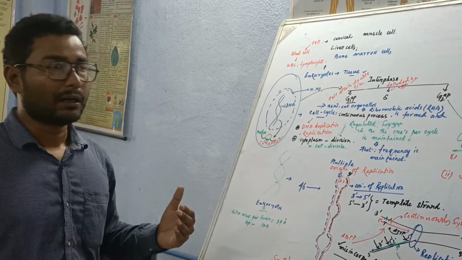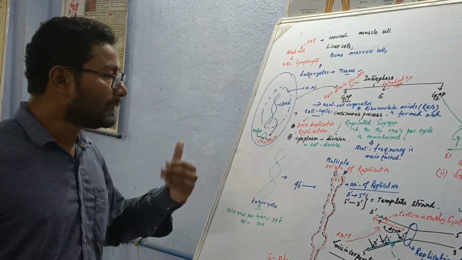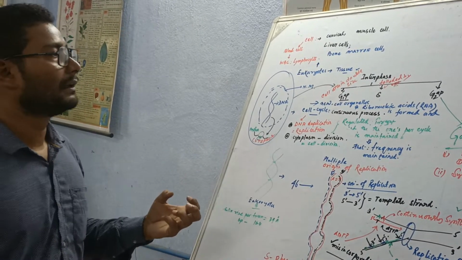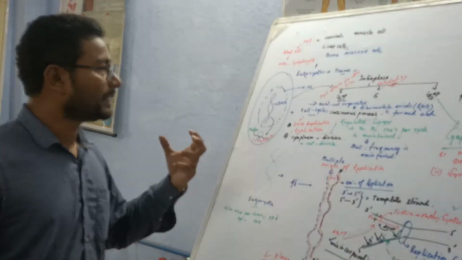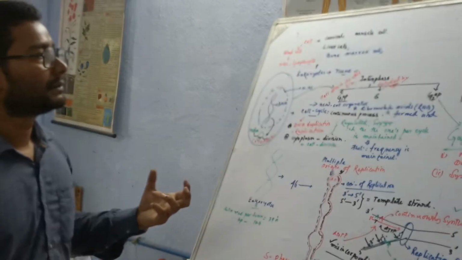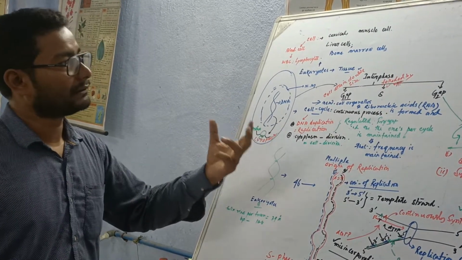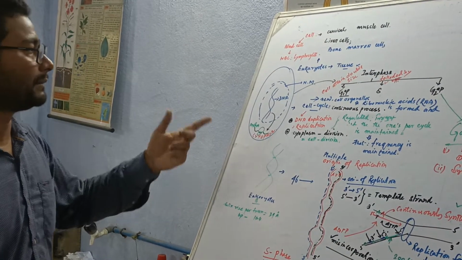very regulated manner duplication. So for this, the cell has evolved a very tightly regulated interphase and M phase in the cell cycle. So it's a regulated manner.